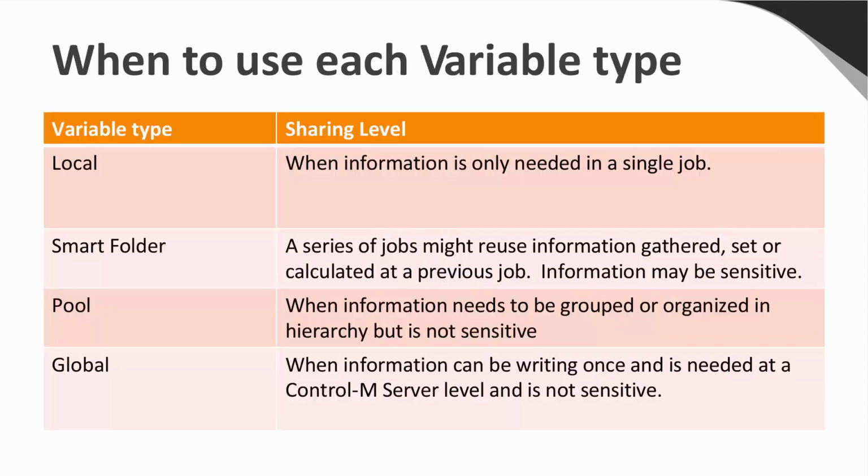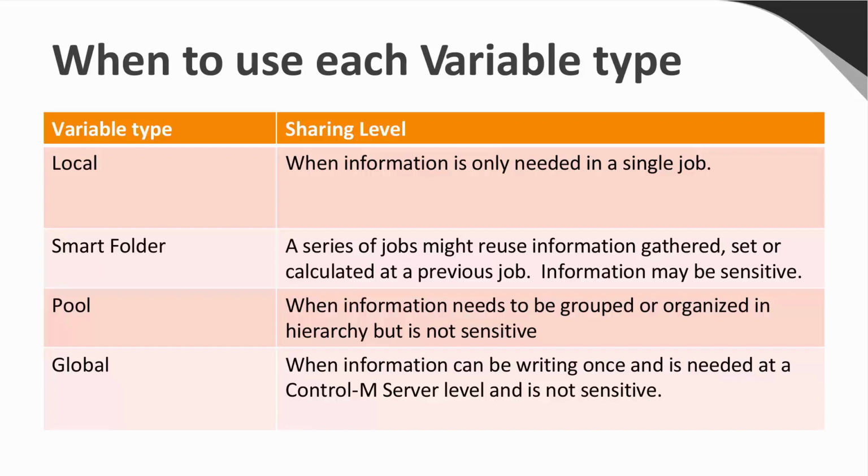So when would we use each of the variable types? Local variables are used when the information is only going to be used in a single job. An example of that might be a path to an EXE that's only used once, and the information won't be needed globally by any other jobs, and so it can stay local.